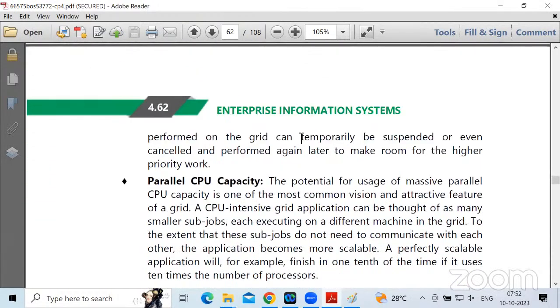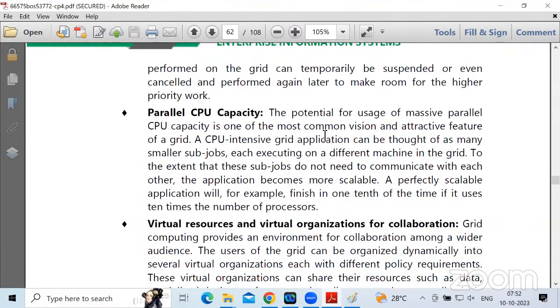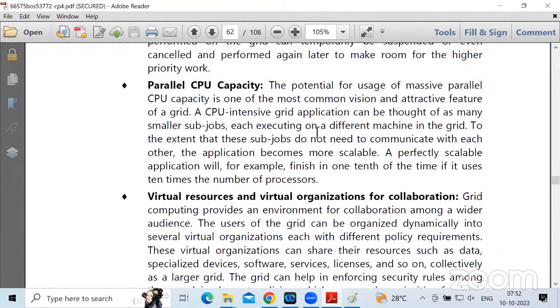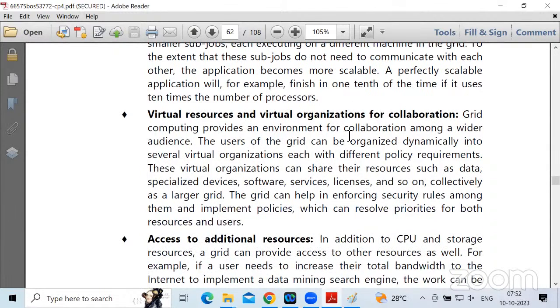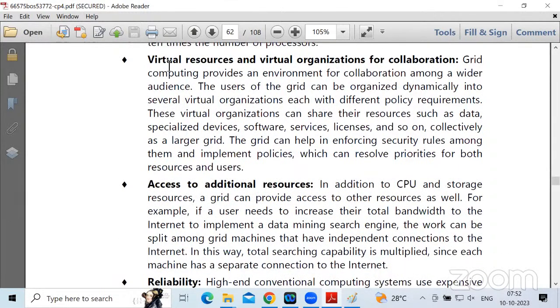It will be transferred to the other person who is having lesser work, or it is transferred to the other computer which is having lesser work. Then parallel CPU capacity. So simultaneously you are able to perform the task so that the work can be completed quickly.